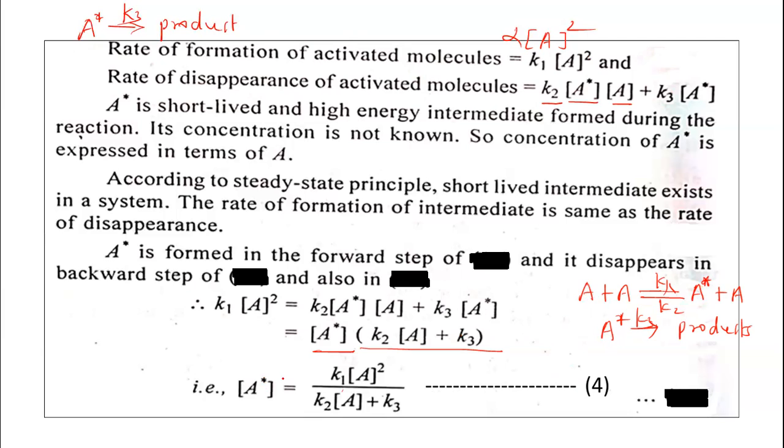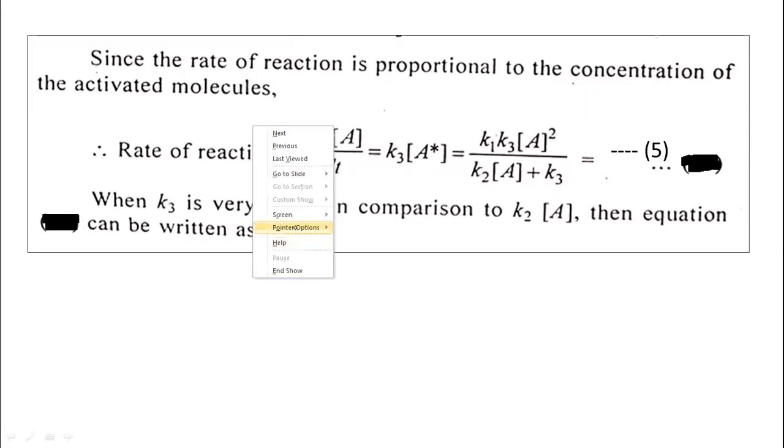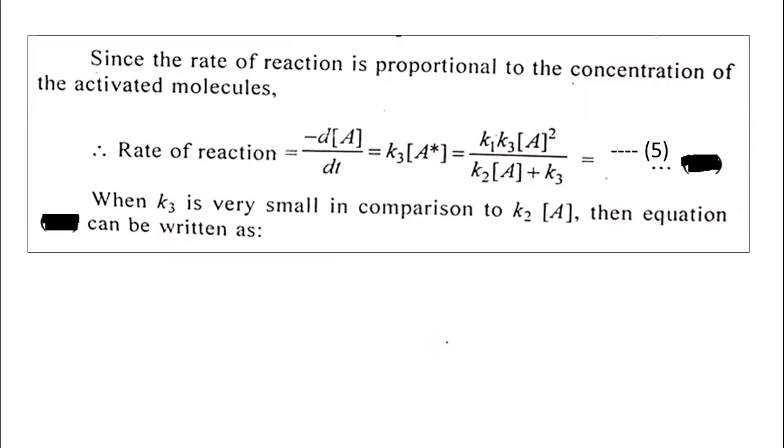So we can find out here the concentration of the intermediate or the activated complex. Now in this case, the rate of the reaction is proportional to the concentration of activated molecules. How is the rate of the reaction proportional to the concentration of the activated molecules? Let us see. I would like to write here: rate of reaction is proportional to concentration of activated molecules. How does it become so? You can see here.